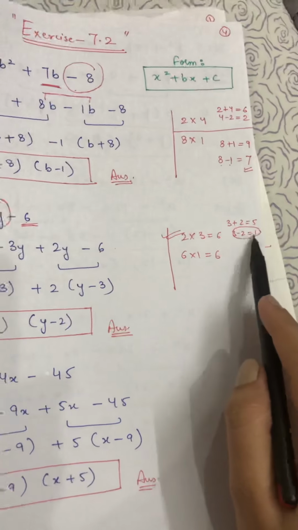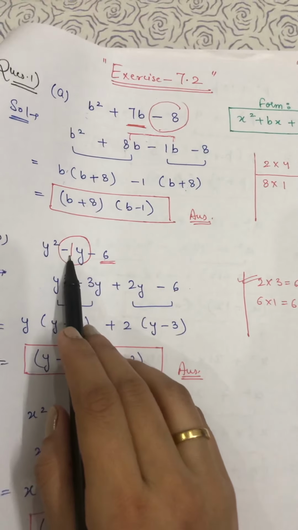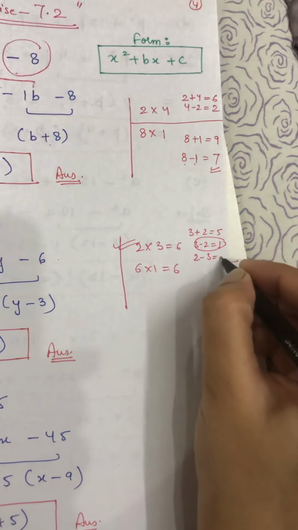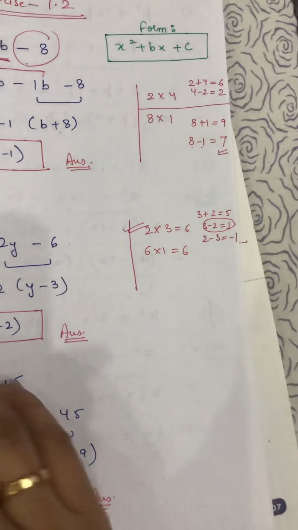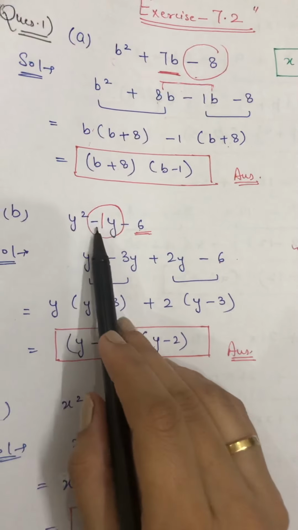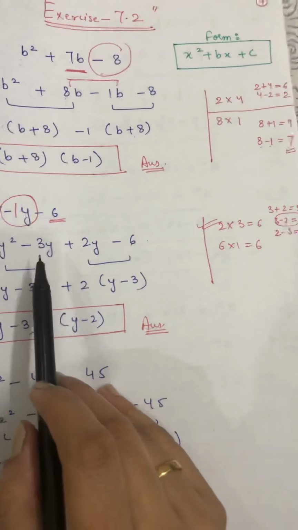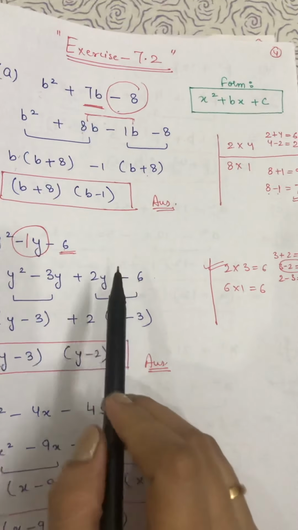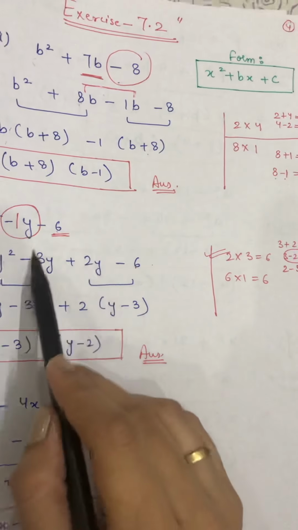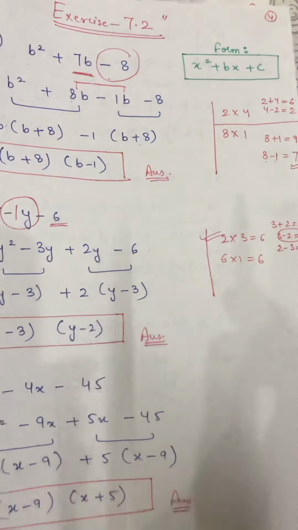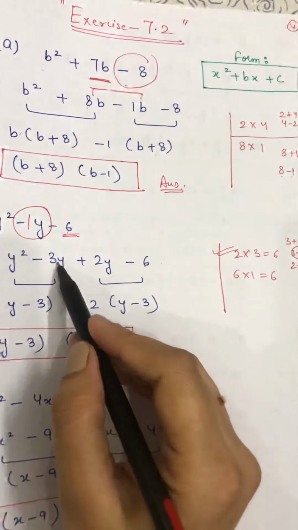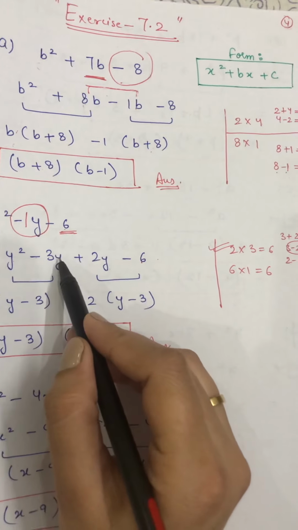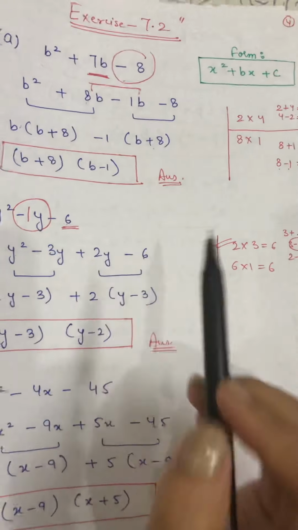Okay, 3 minus 2 is 1, but here it is minus 1. So I will write 2 minus 3. It is equal to minus 1. So I'll write minus 3 plus 2. Or you can write plus 2 here and minus 3 here, same thing. But you have to see that minus will be in front of the bigger value. Minus 6 as it is.